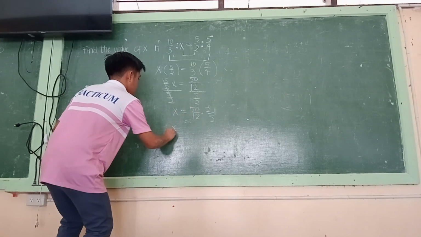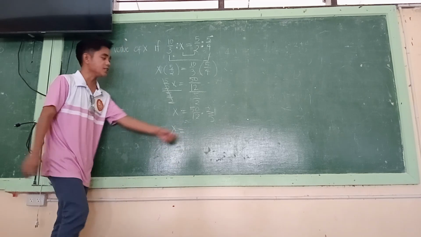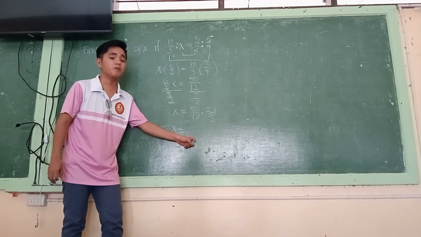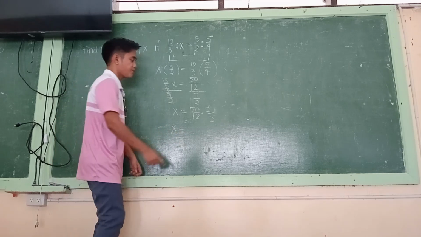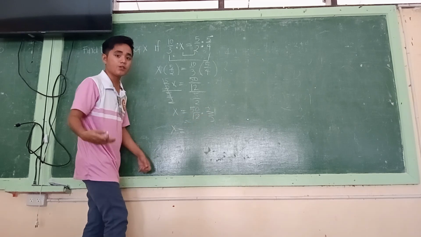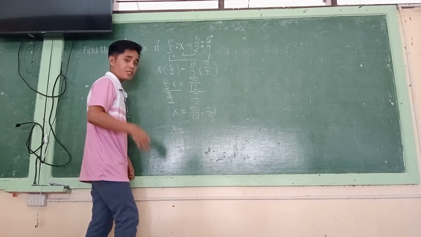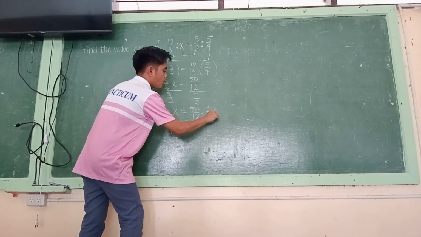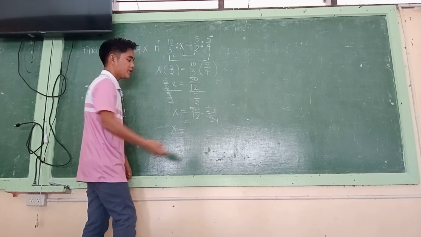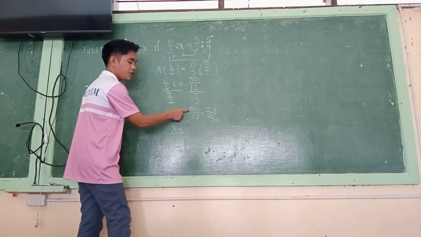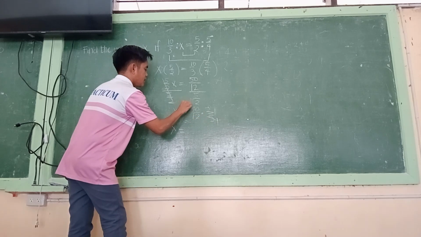So x is equal to, for this time, we can simplify. We simplify first, so we don't need to simplify our final answer. 50 and 5 can be simplified. The common factor of 50 and 5 is 5. So cancel 5 and cancel 50: 5 divided by 5 is 1, and 50 divided by 5 is 10.